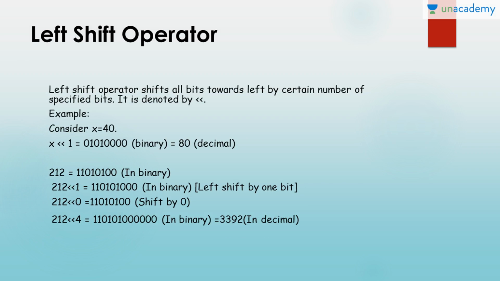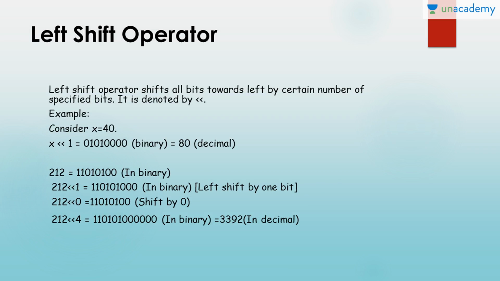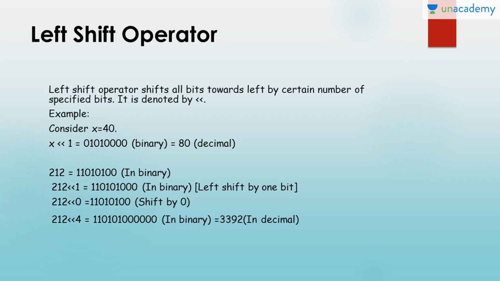Next is the left shift operator. The left shift operator shifts all the bits towards the left by a certain number of specified bits. It is denoted by this symbol. Now consider the same example 40 again. This is the binary representation of 40. Once you shift it towards the left, what will happen? We are shifting it towards the left by 1 bit. So the answer you will get is 0101000. Towards the right you will have an empty space. Add 0 over there and you will get your answer, which is 80 in this case. Try it out for 212 also in the same way.